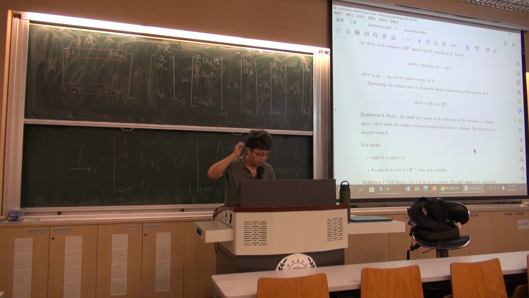Okay, and I want to talk a little bit more about the rank. I will focus on the column space. Of course, although here in the definition you can actually look at the row space as well, I want to focus on the column space.